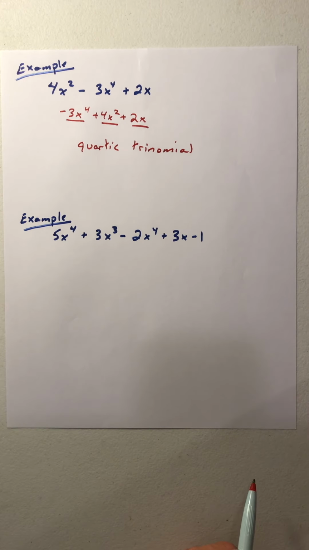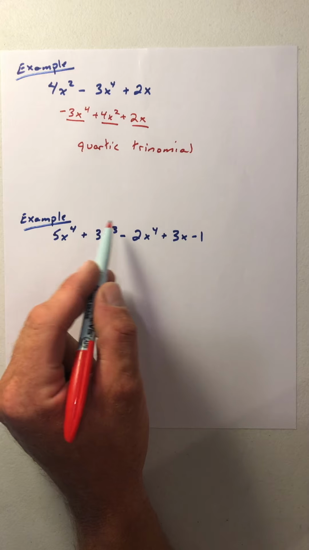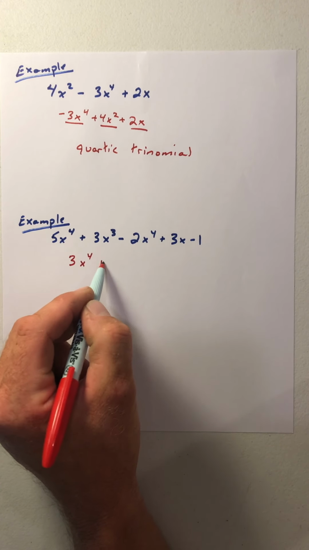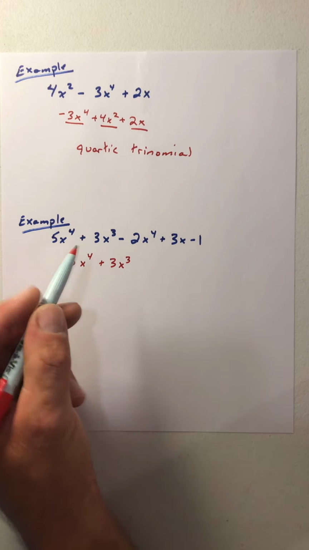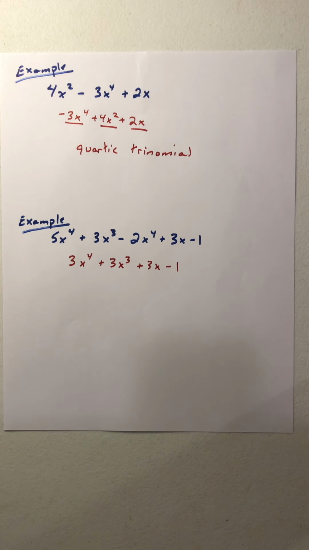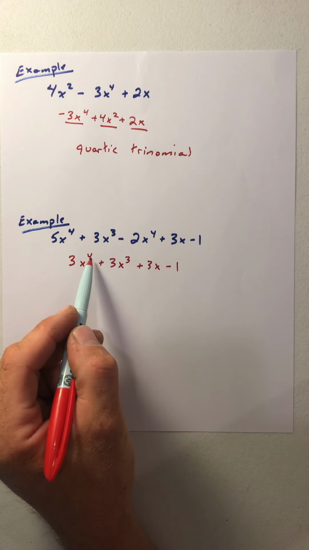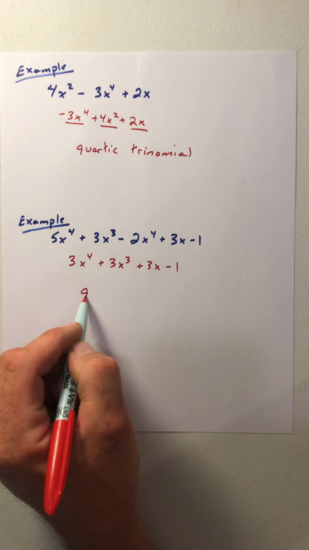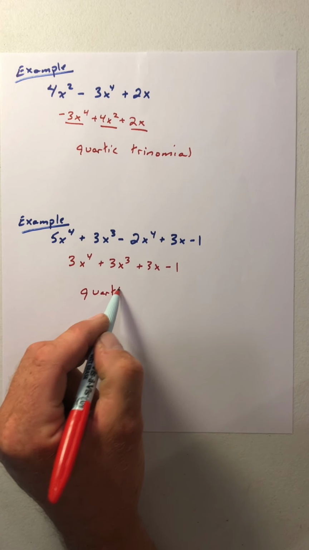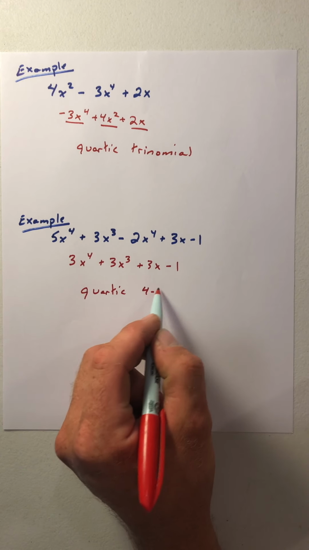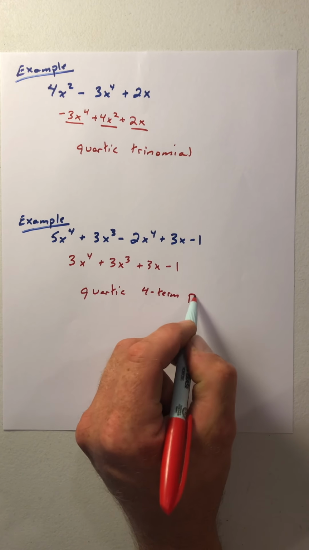And last but not least, our last example here, we can add the x to the fourths. So we have 3x to the fourth plus 3x to the third. Lots of 3's here. Plus 3x minus 1. Must have liked the 3's. So how do we classify this? Well, this is 4th degree. The 4th degree is a quartic again. We saw that above. But now we have 4 terms. So it's a quartic 4-term polynomial.